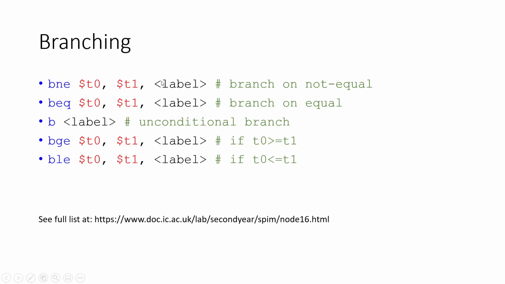A label is in a different part of your program inside the text section. Or, for example, branch on equal: if T0 is equal to T1, then it will go to this label. This is the unconditional branch. Unconditional branch means that whenever you have the command B and then a label, your program will automatically jump to that label. This one is if T0 is larger than T1, and this one is if T0 is less than or equal to T1, etc. You can see the full list at this address.